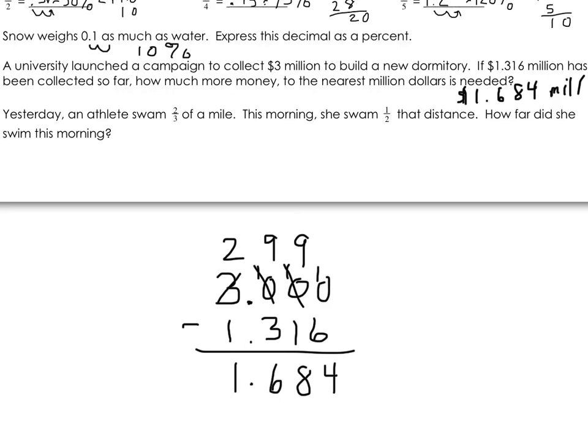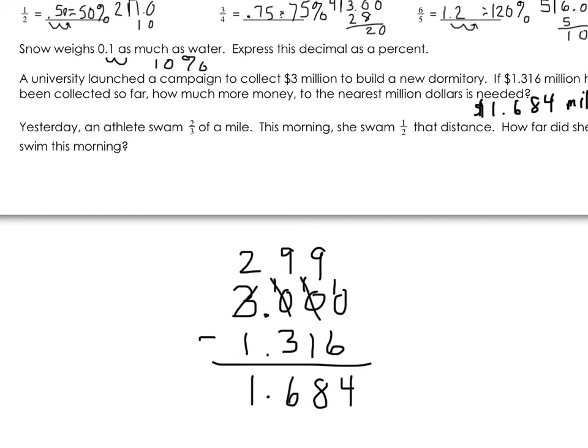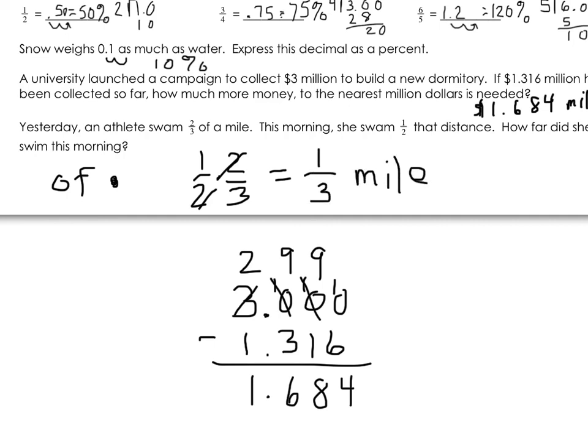Yesterday, an athlete swam 2/3 of a mile. This morning, she swam 1/2 of that distance. So we want 1/2 of 2/3. In mathematics, of means multiply. So 1/2 of 2/3, cancel out the 2's, 1/3 of a mile. She swam 1/3 of a mile this morning. That's all for this section.